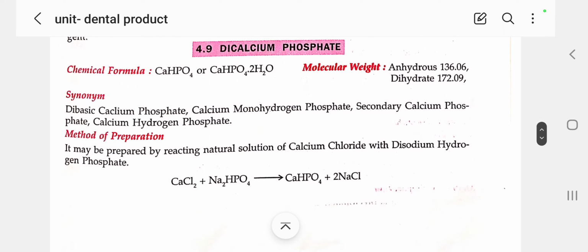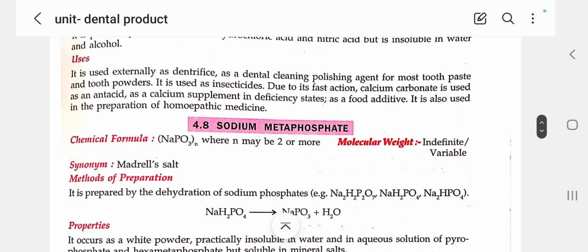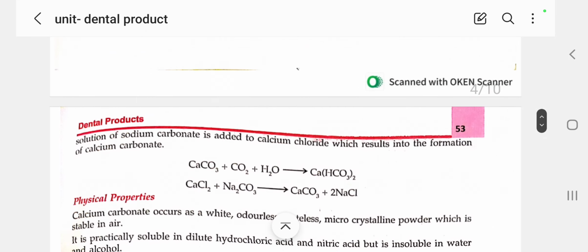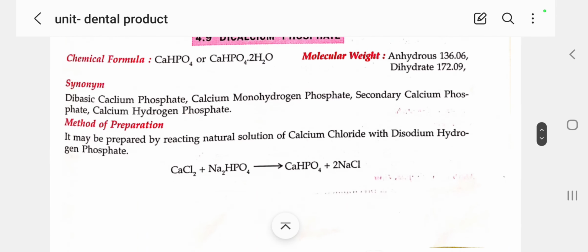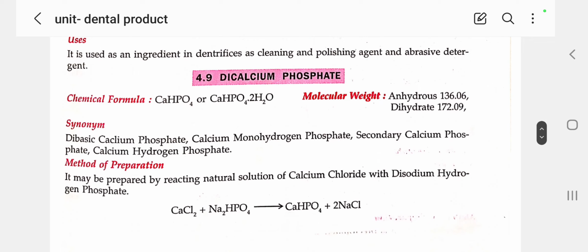One by one we'll see about dicalcium phosphate. So what is the difference between sodium phosphate, sodium metaphosphate, calcium carbonate, and here dicalcium phosphate? Here it is CaHPO4, or CaHPO4 with two molecules of water. The molecular weight of the anhydrous form is 136.06, and of the dihydrate 172.09. Anhydrous is nothing but without water molecules.